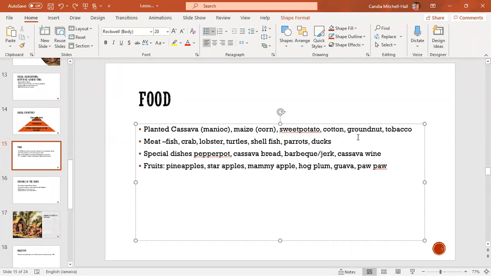Sir, and they had a pet. It's a dog looking animal. But remember today that people still eat these things, right? And they had a cassava wine. They also had fruits, pineapple. I think this was one of my favorite fruits from the indigenous people. They had star apples, mammy apples, oakplum. Oakplum is very expensive. Guava, papaya, or what we call papaya today. These were some of the food that they would have also had.